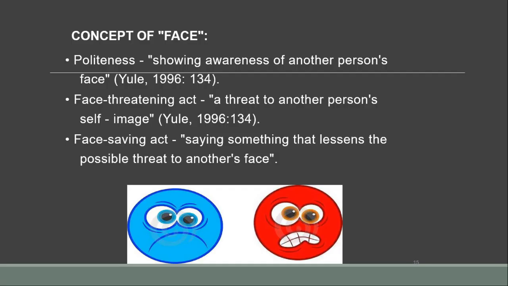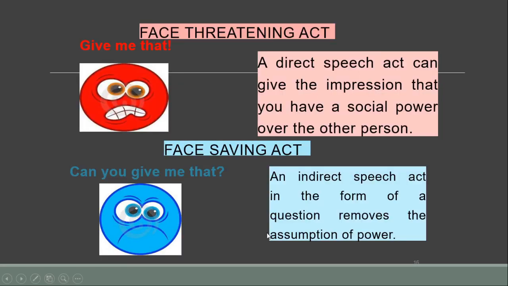Politeness is showing awareness of another person's face, per George Yule. A face-threatening act is a threat to another person's self-image. A face-saving act is saying something that lessens the possible threat to another's face. Look at this, a face-saving act, and this, a face-threatening act. Look at these two faces.